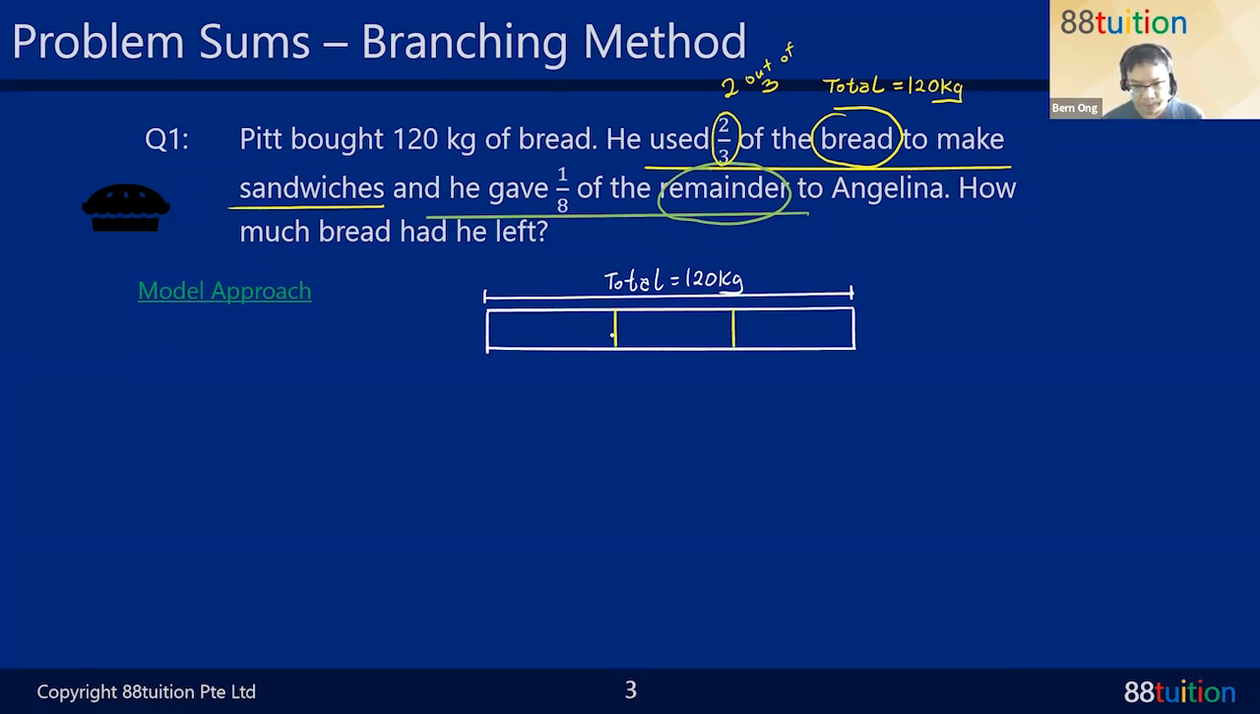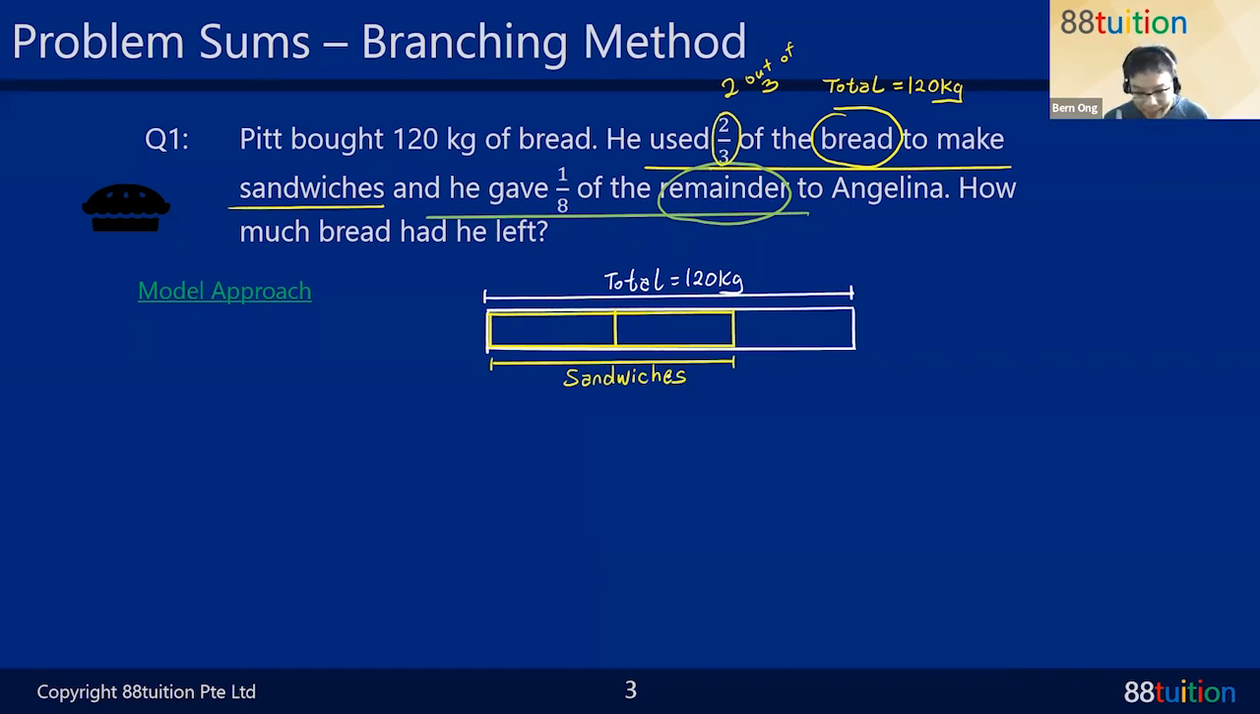Is that okay? All right. So the total bread is being cut into 3 parts. And what does the question say? 2 out of 3, which is this portion here. Can you see the yellow color? 2 out of 3 of the total is used to make sandwiches. So this portion here is sandwiches. Is that okay? So this one is using the model approach.